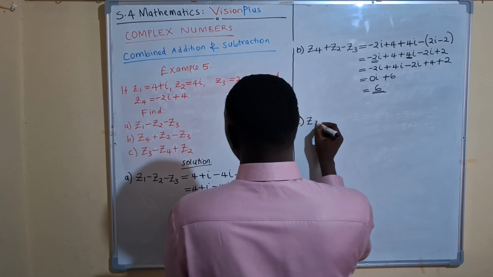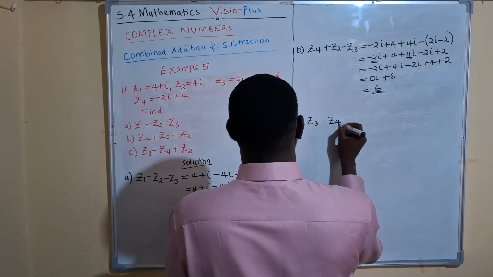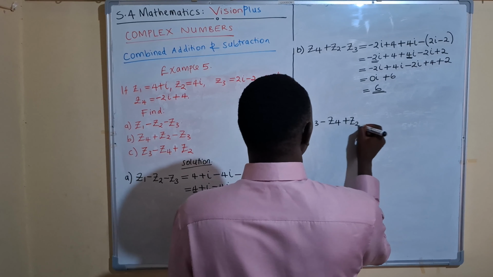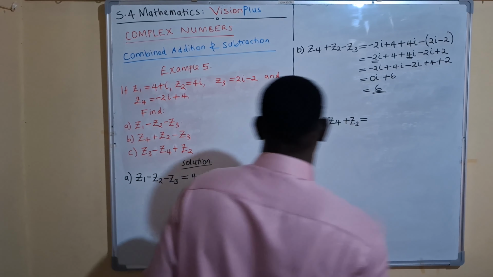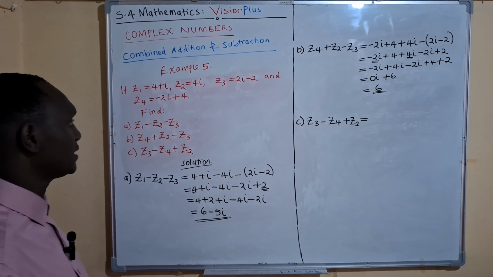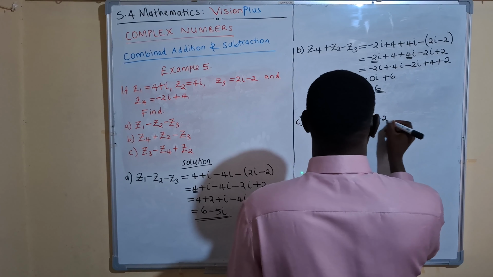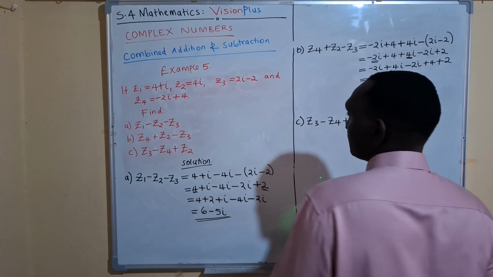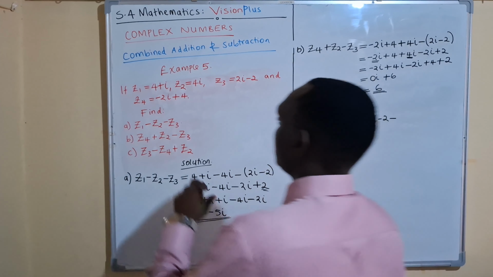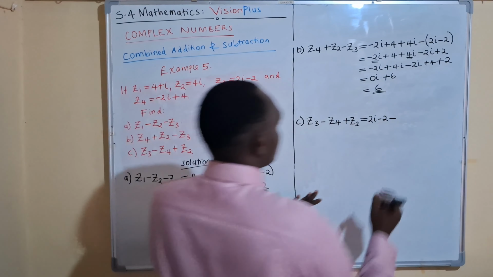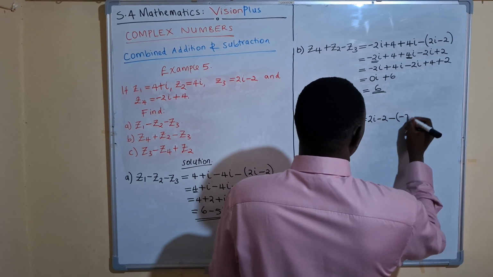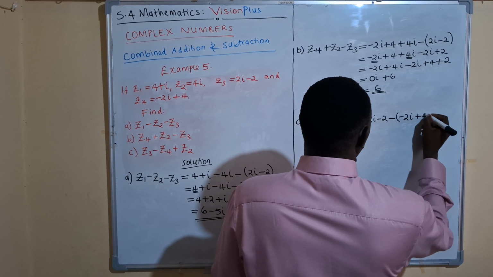And then finally going to part C, that is z3 minus z4 plus z2 equals, what is z3? z3 is 2i minus 2. So I'll say here 2i minus 2. But I'm subtracting z4, and z4 is negative 2i plus 4. Since there are two terms, I open the bracket, negative 2i plus 4.